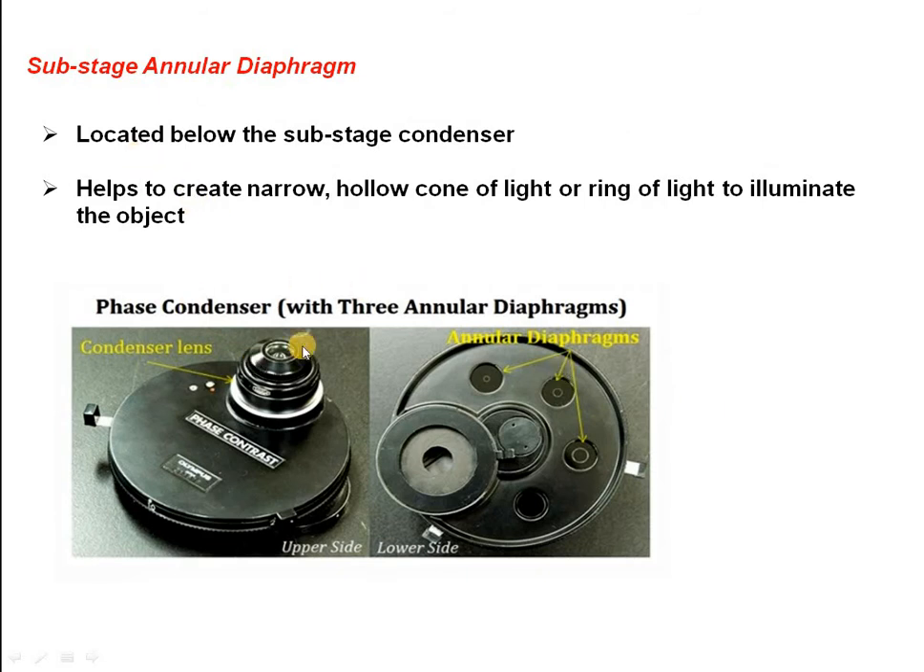So this is the substage annular diaphragm. Here you can find a condenser lens, and different annular diaphragms are there. These diaphragms separate the light. They help to create a narrow hollow cone of light, or a ring of light, to illuminate the object.